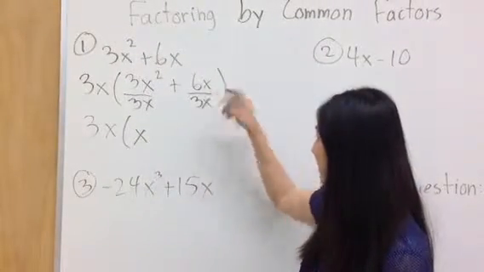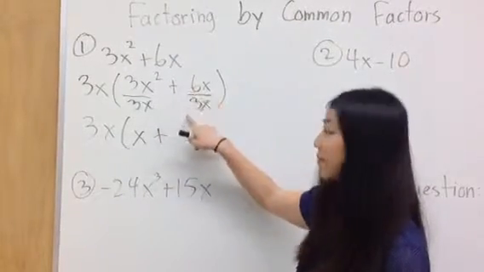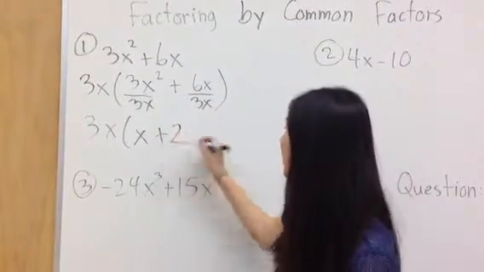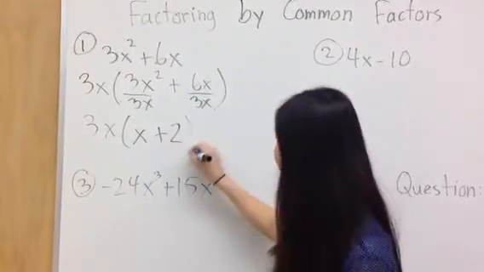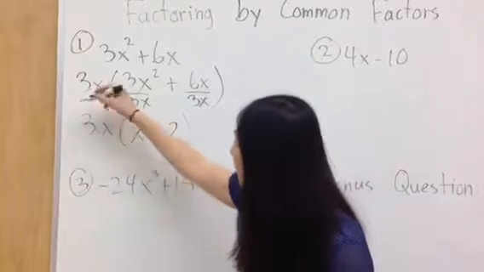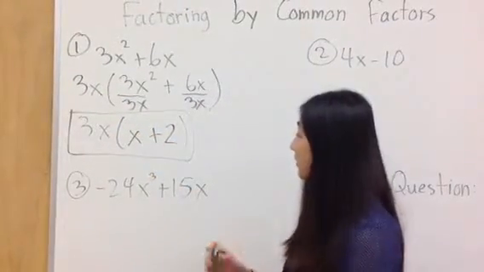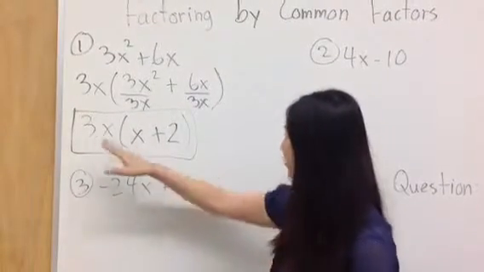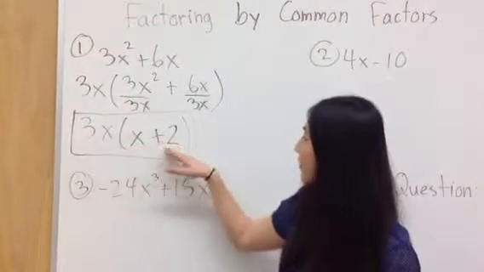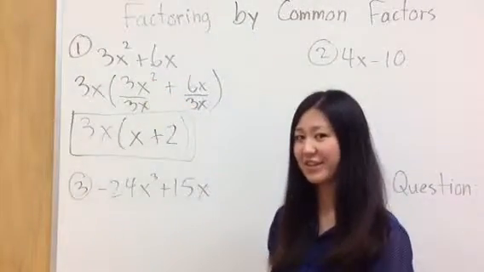Same type of idea here. This is plus, because that's the sign I have. 6 divided by 3 gives me 2, and these x's completely cancel each other out. So here we go. Same thing that I talked about in my last factoring movie, we can distribute this to both of these, and we should end up with the same thing that we started with. That's how you can check your answer.